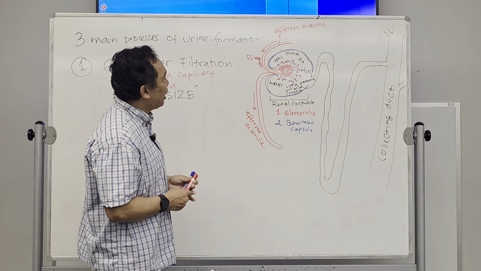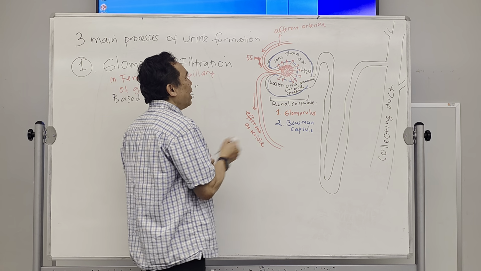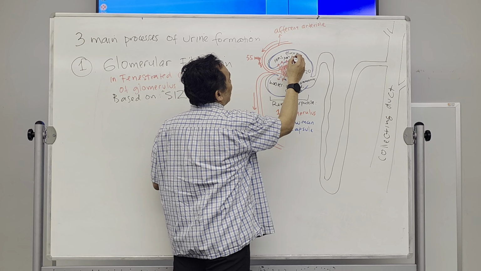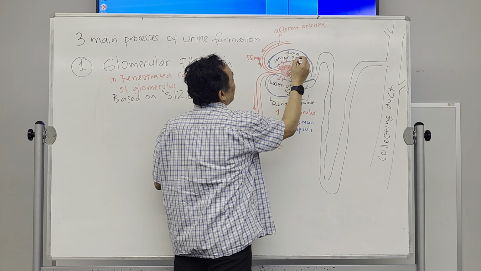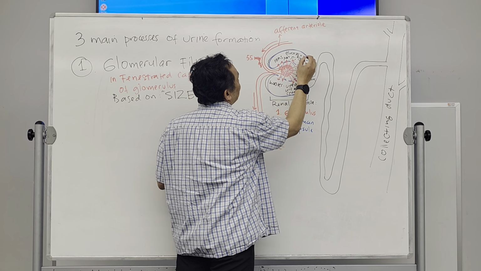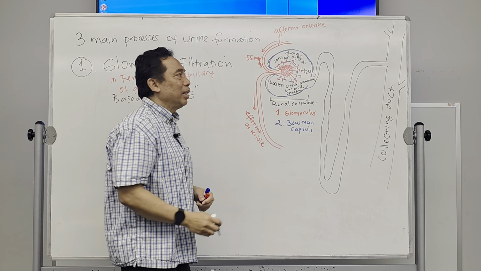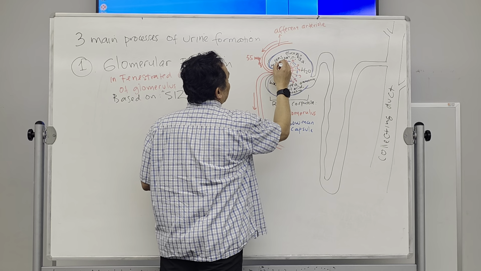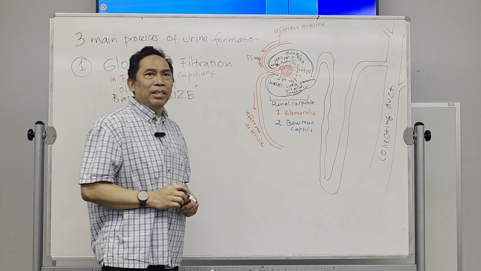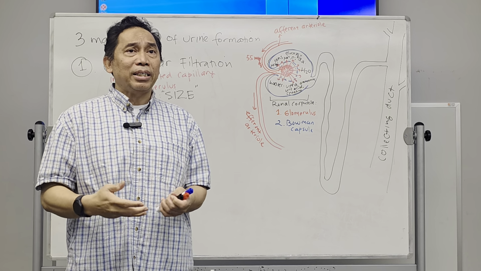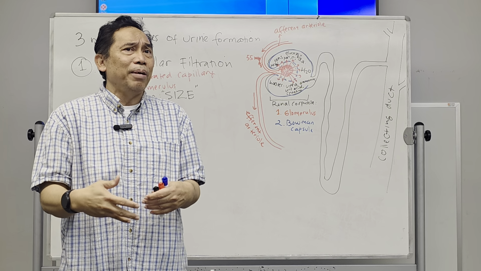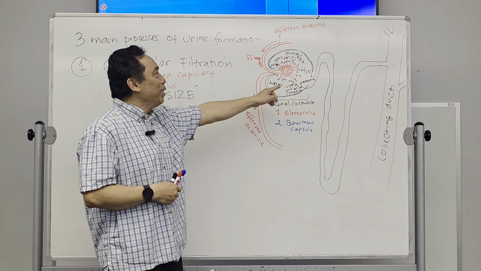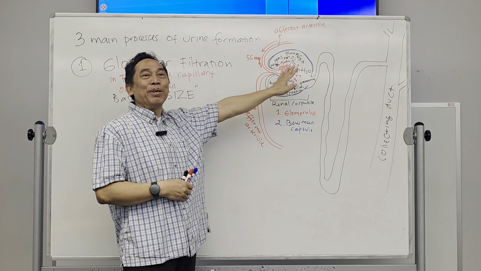Now, as you see over here, there are some ions that are really important for us, like sodium, chloride, potassium, and the buffer, which is carbonic acid. They are really important for us. They actually have to stay in the blood. However, because they are small, they are actually being filtered, being removed.